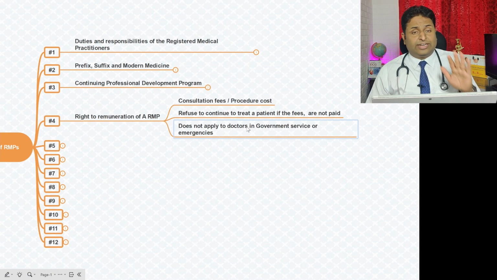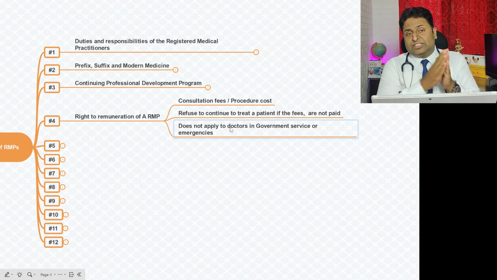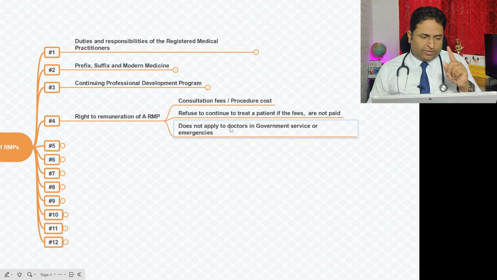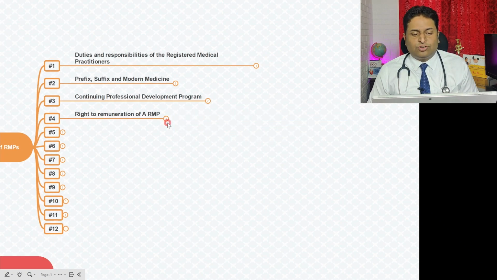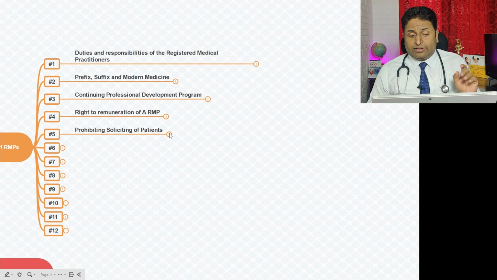You can refuse to treat the patient, but this does not apply to government doctors in service or in emergency conditions. In emergency situations, you have to abide by the rule and give complete treatment to the patient. That's what it says on the right to remuneration of registered medical practitioners. And the fifth point is prohibiting soliciting of patients.